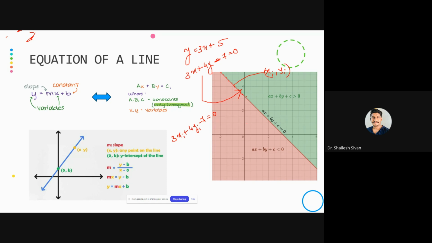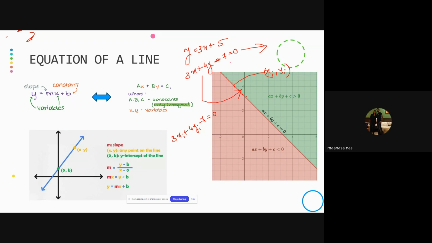Okay, so from that understanding, can you tell me a point on this line? Any point on this line? Anyone? Any point which lies on this line? I said, if a point is lying on the line, then if you substitute that point in the equation of this line, it should be satisfied. Then can you tell me one point on the line represented by the equation 3x plus 4y minus 7 equal to 0?